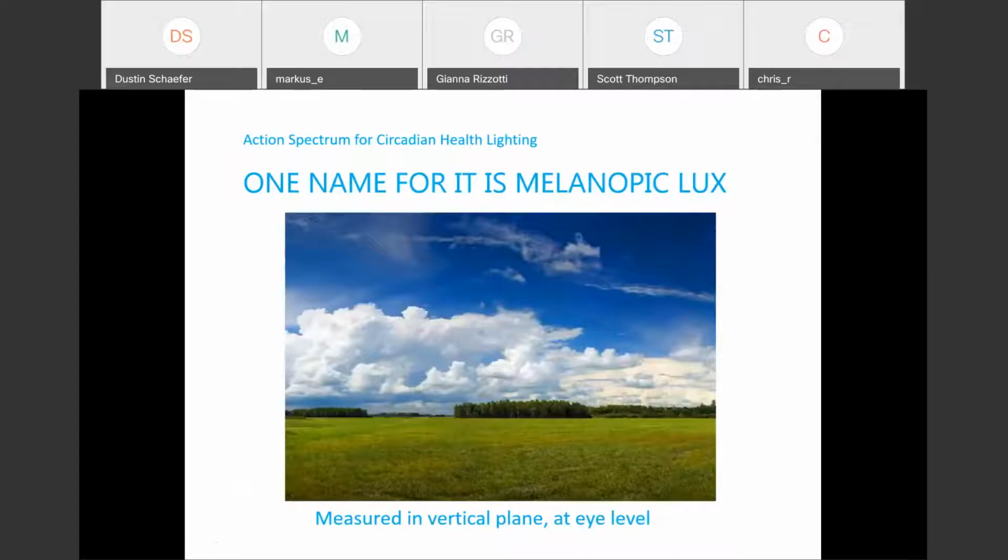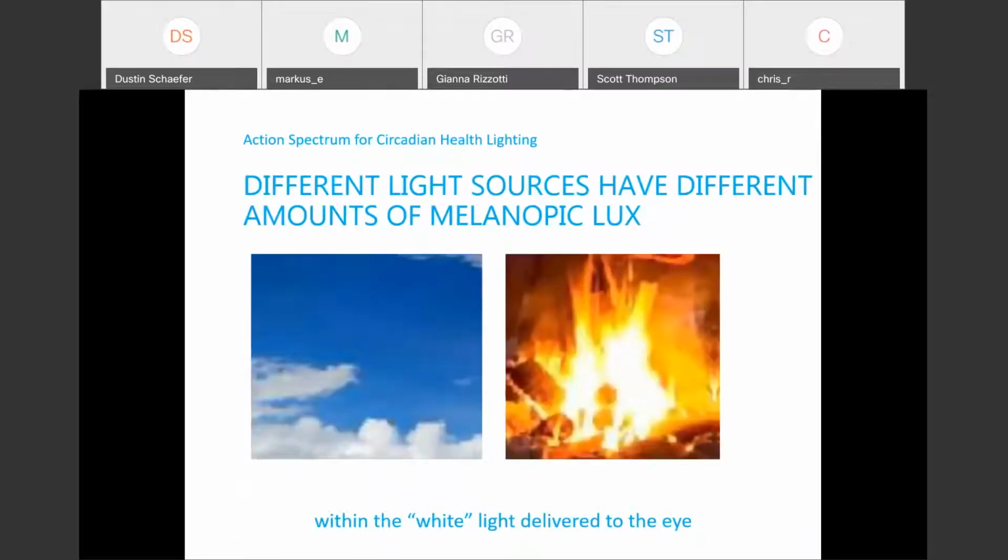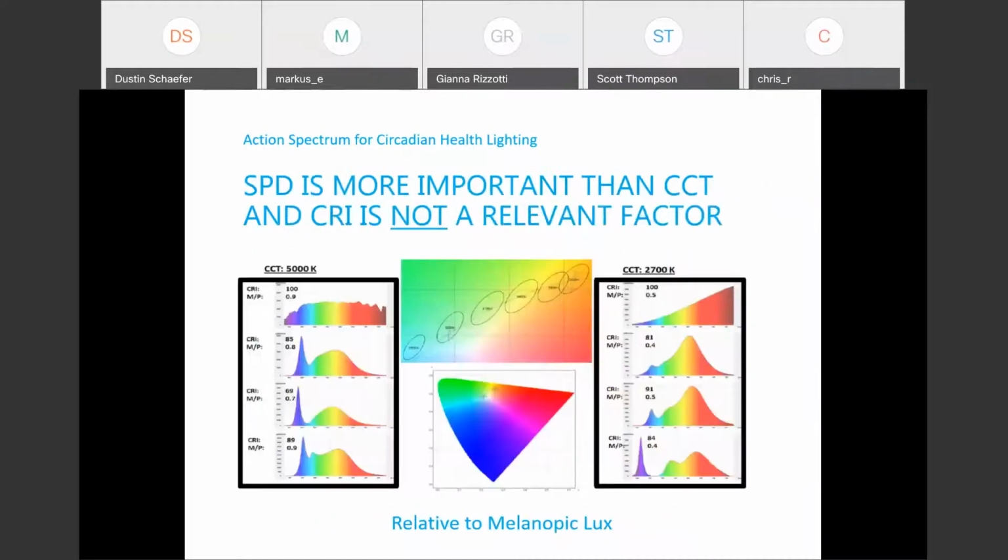One name for this new type of light is called melanopic lux, named after the photopigment melanopsin. Melanopic lux is different and measured in the vertical plane at eye level to evaluate its effectiveness for circadian stimulus. So different light sources, as you can imagine, have different amounts of melanopic lux within them. Since we know that the 450 to 500 nanometer range is in the bluish color tint, a light source like blue sky is going to have more melanopic lux than the flames of a candle, as shown here in these photos. So within white LED lighting, the different spectral power distributions will tell the tale of how much melanopic lux is within that white light.